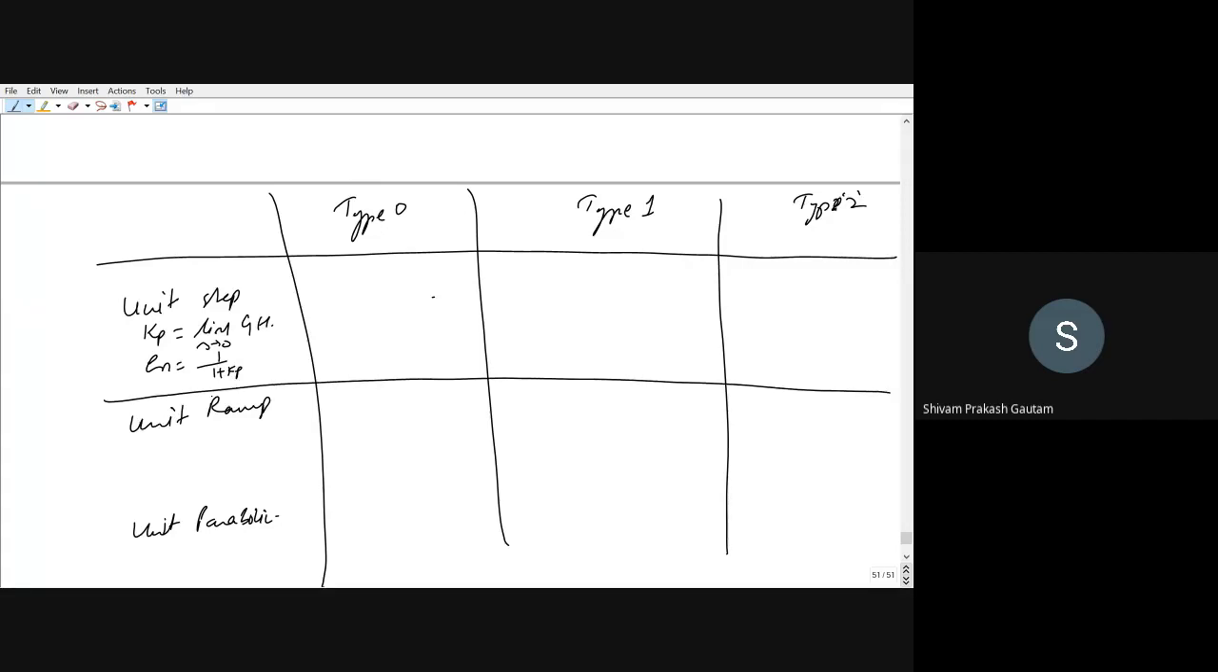For unit ramp, what will you calculate? We will calculate Kv. Kv is equal to limit s tends to 0, s into GH. And how do you calculate the error? We calculate the error as 1 upon Kv.